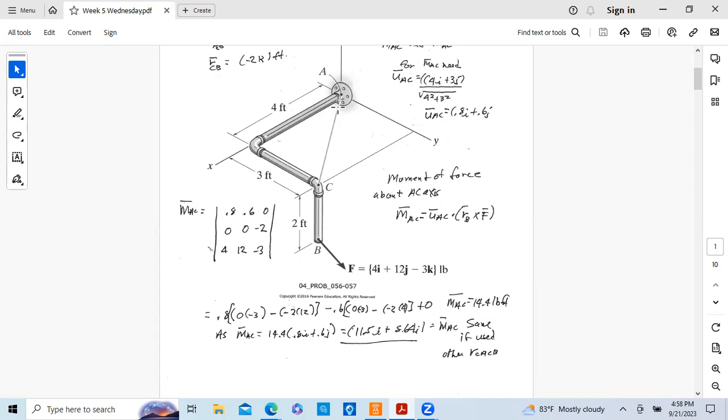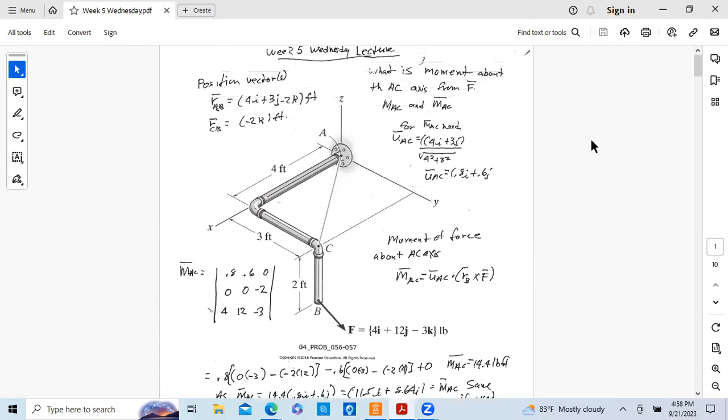Today we want to take a look at a force vector F about some other axis in space, and in this case we're looking at the AC axis. So this problem asks what is the moment about the AC axis, which is this axis here, from this Cartesian vector F, which is 4i 12j minus 3k pounds. We want both the scalar quantity and also the Cartesian vector. Once we get the scalar, the Cartesian vector ends up being very simple to calculate.